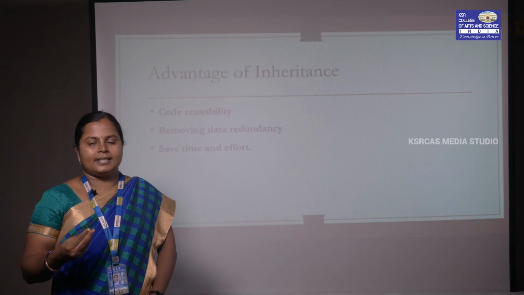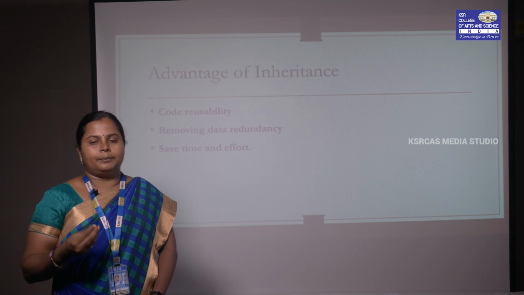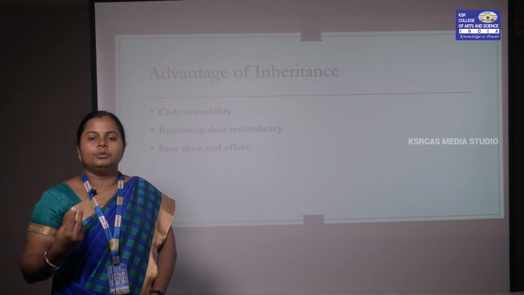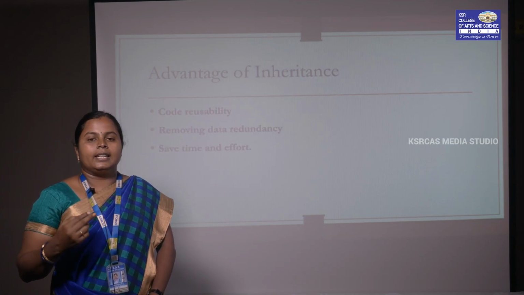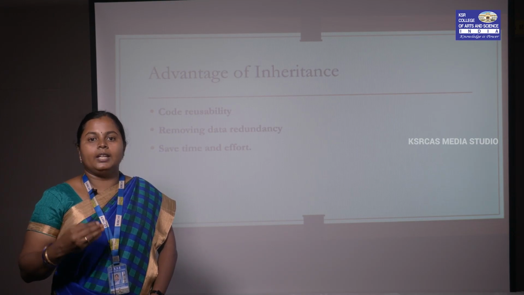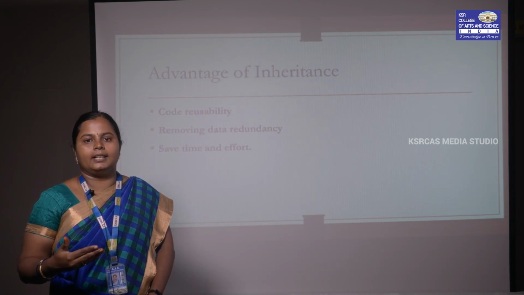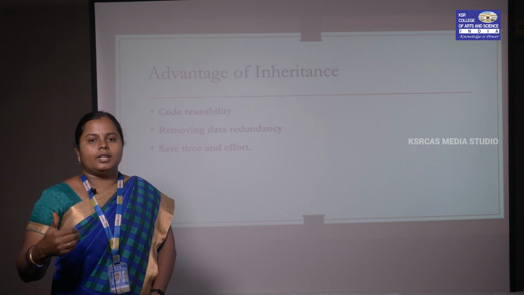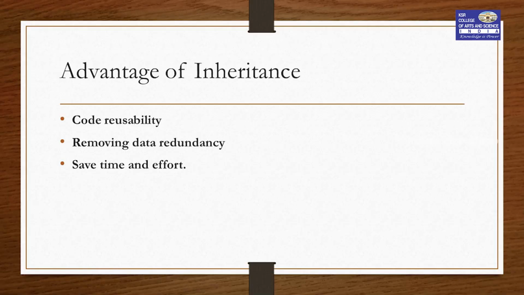Consider a base class vehicle which has the properties like color and brand, which is inherited to two different derived classes like car and bike. In this case, we need not copy the code again and again in a derived class. We can just inherit the properties from a base class. So it reduces your time and effort.